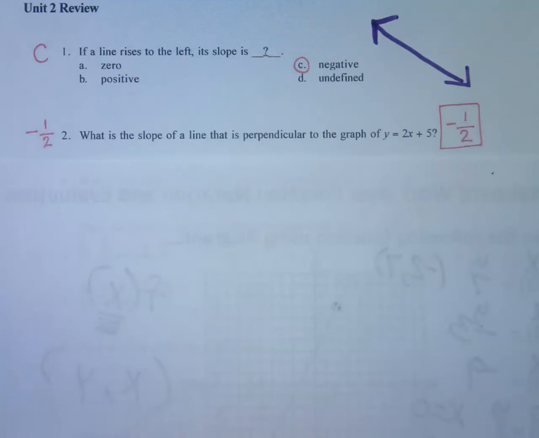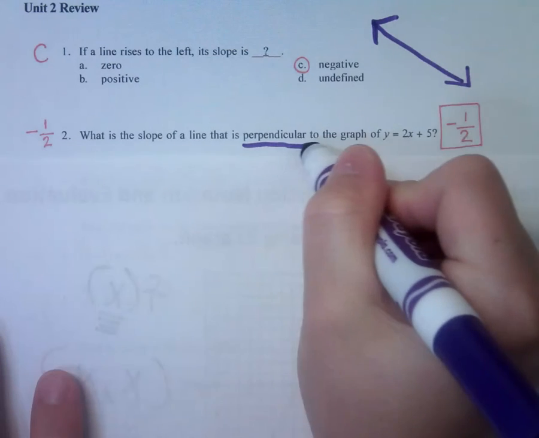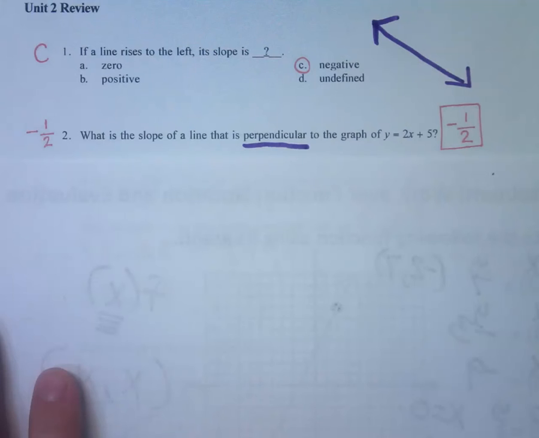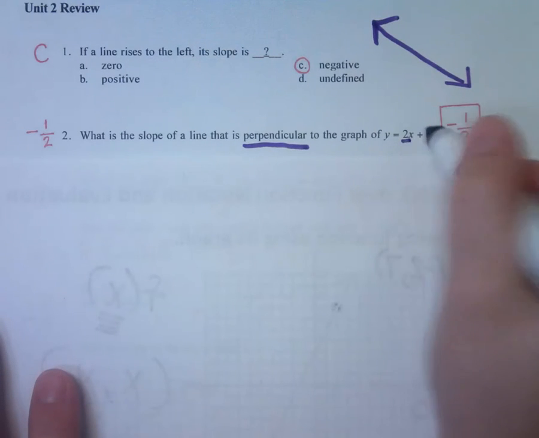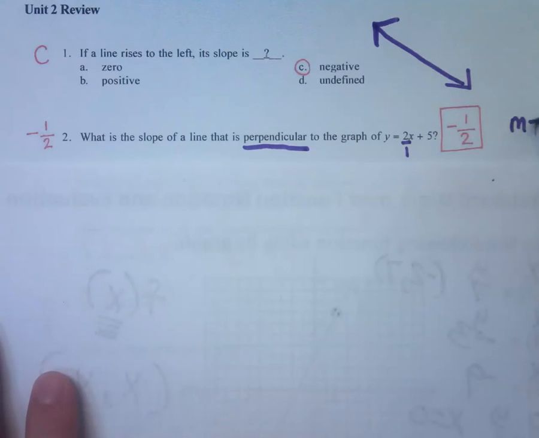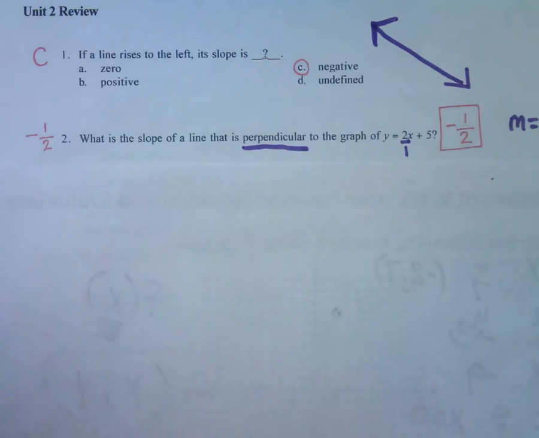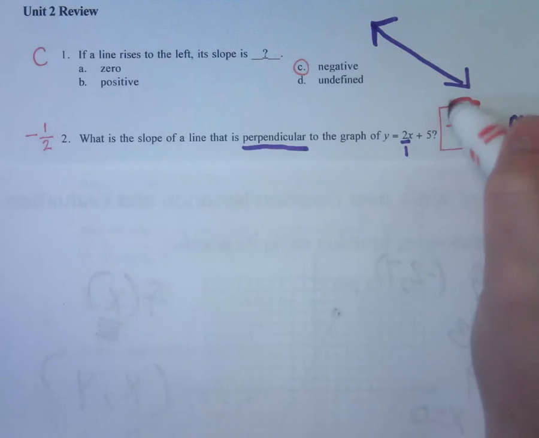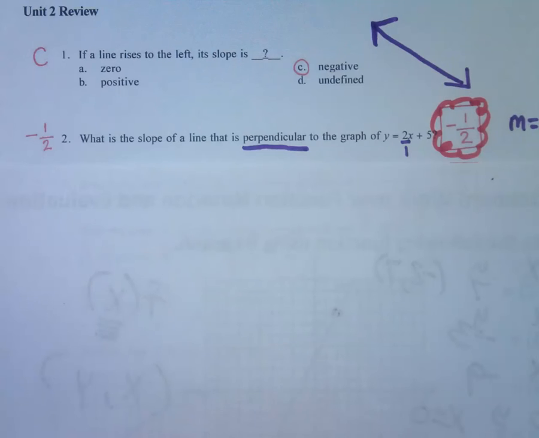Okay, number 2 says, what's the slope of a line that is perpendicular to the graph of y equals 2x plus 5? So remember, the slope is the number in front of the x. So the slope of this line is 2, or 2 over 1. If I want to find the perpendicular slope, I want the opposite reciprocal. So I flip this fraction over, and then I switch the sign. So it becomes something that was positive to something that was negative. And negative 1/2 is our answer. That is the opposite reciprocal to 2 over 1. Flip, switch.